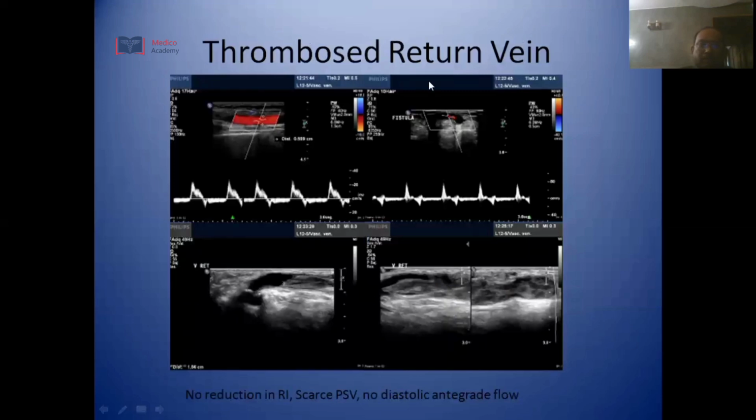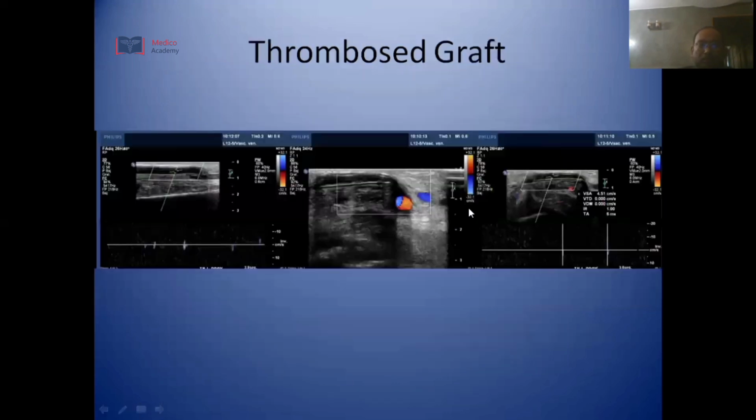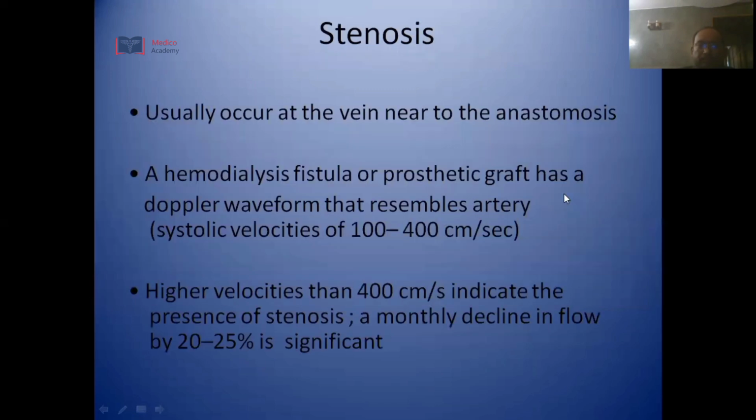Again, this is an example of a thrombosed return vein where you are able to see in the gray scale there is echogenic content within the lumen, and even in the power Doppler you are able to see the reversal of the flow. In case of thrombosed graft, this is an example of a graft where you can see there is a thrombosis within the graft.